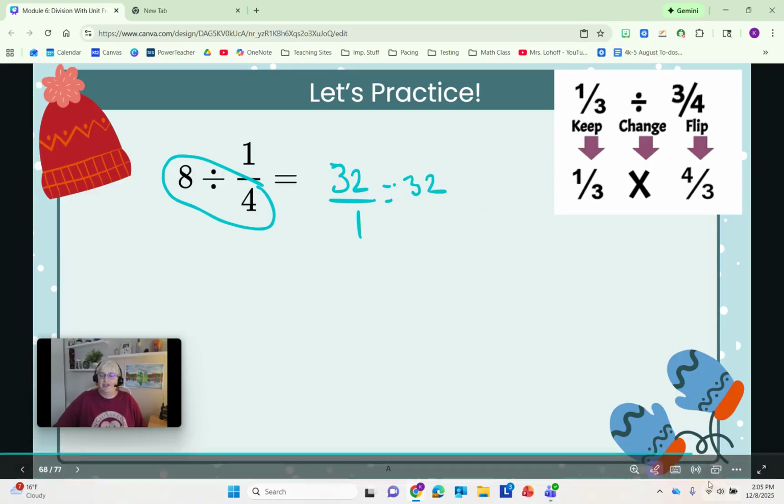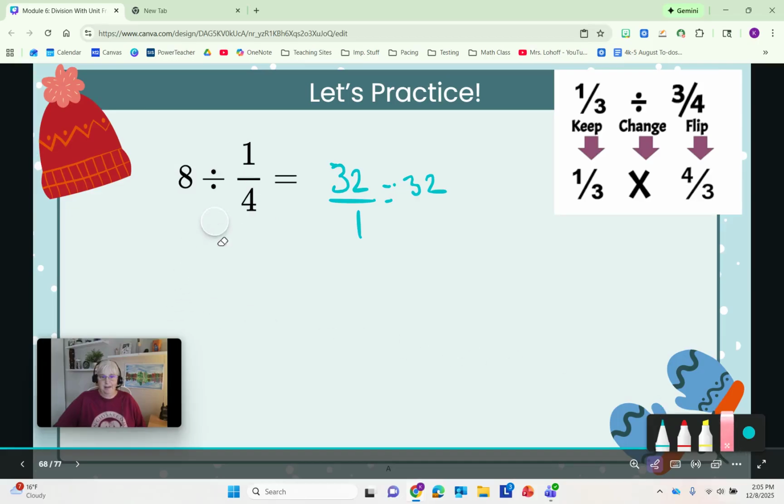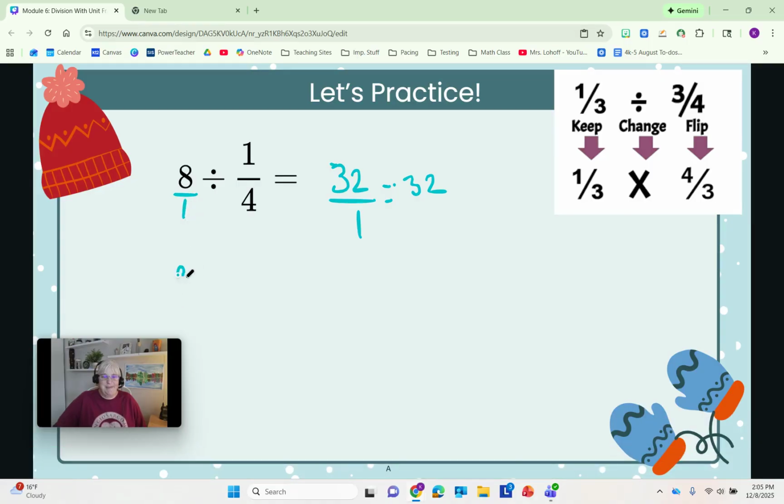If we do it the keep, change, flip method, which my brain is so stuck on remembering, I'm going to turn that into a fraction. Keep 8 over 1. Change divide to multiply. Flip 1/4 to give its reciprocal. And then we can multiply. 8 times 4, 32. 1 times 1, 1. 2 different ways, same answer.